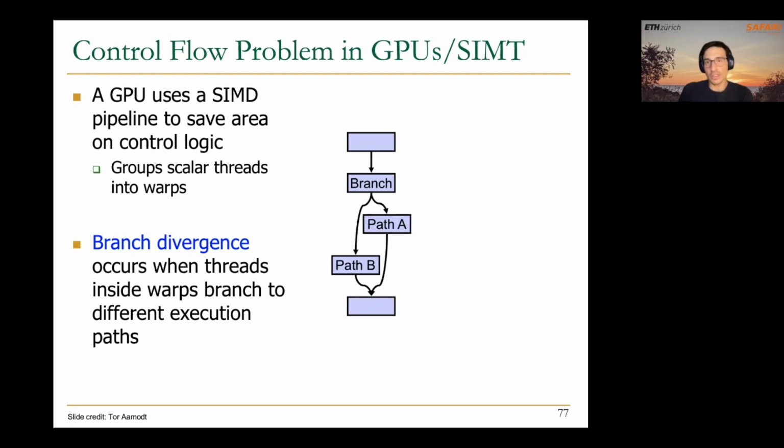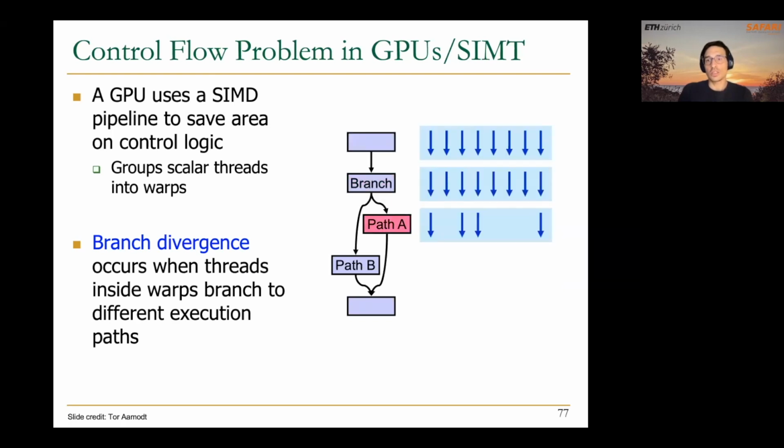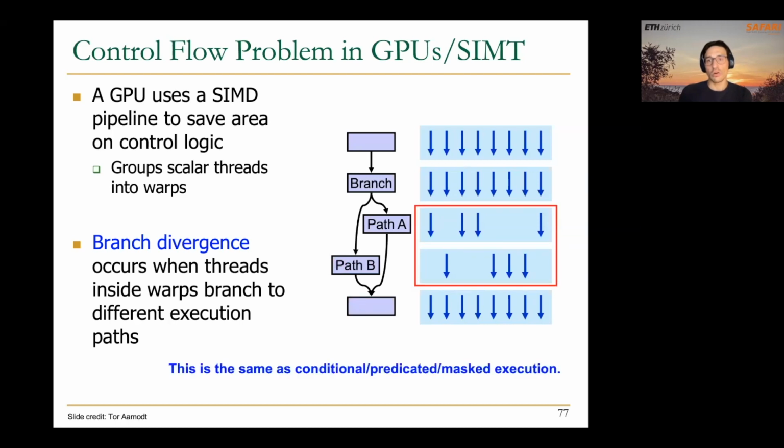How do we handle this branch divergence? We simply have, in each path of a branch, those threads that have to execute that path of the branch. And here you see one warp going over different instructions. In path A, only half of the threads are active, and then in path B, only part of the threads are active, and then at some point they will reconverge.